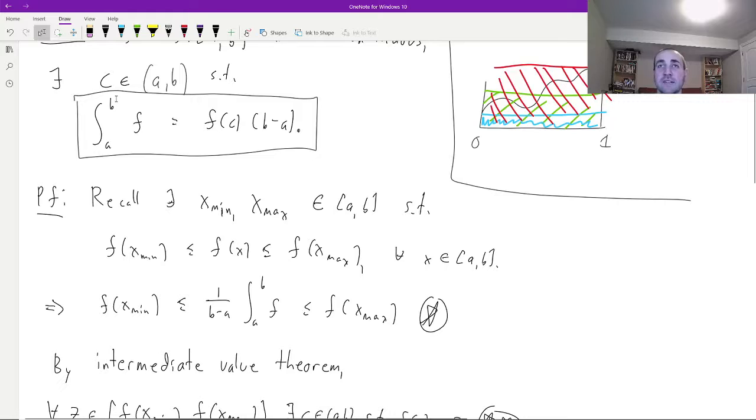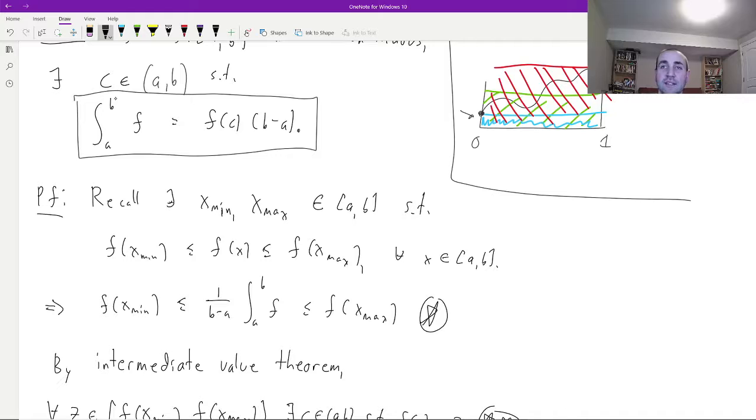So here are the details. Since f is a continuous function, it's in fact a uniformly continuous function. And we proved way back when we were talking about uniformly continuous functions that there exist two numbers, x min and x max, somewhere in the interval [a, b], so that f of x is between f of x min and f of x max for all x in [a, b]. So in other words, there exists a bottom of the function and a top of the function. Okay, here they are at the sides of the interval. In general, they won't be.